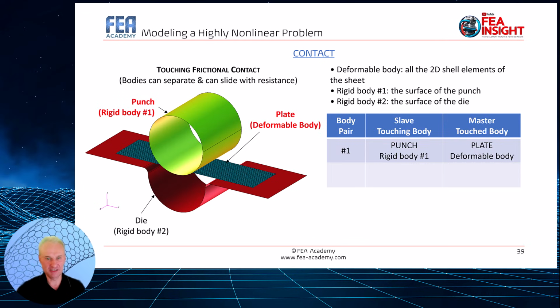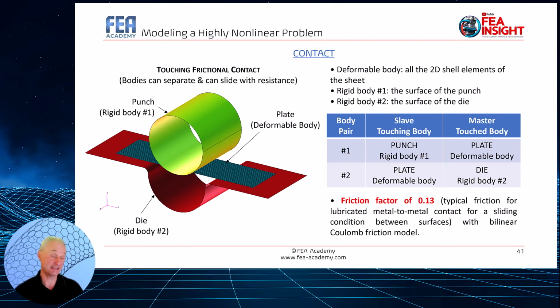Now that the bodies are defined, we need to tell the solver which bodies may come into contact with each other. And we do that by defining the body pair. So two body pairs are defined. The first one is a body pair between the punch, the rigid body one, and the plate, the deformable body. The second one is a body pair between the plate, the deformable body, and the die, the rigid body 2. And as I said before, we need to set a friction factor.